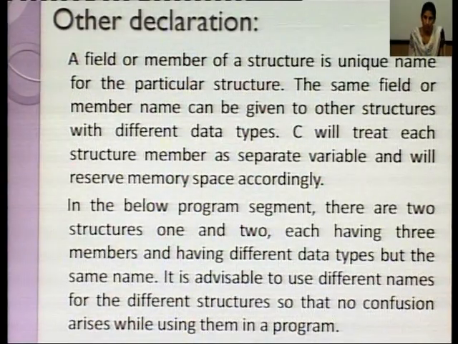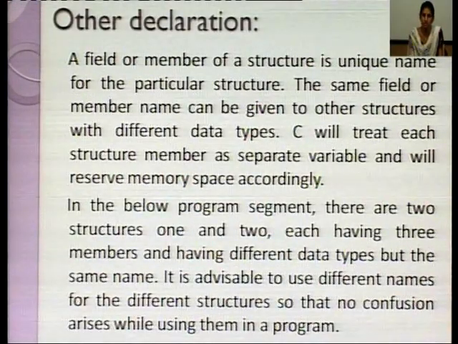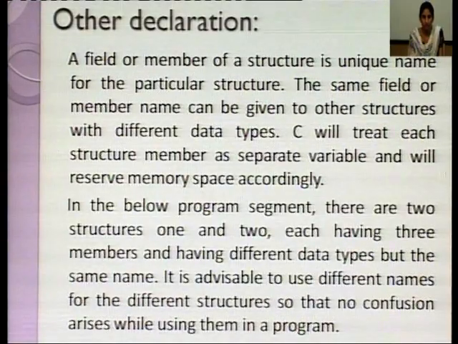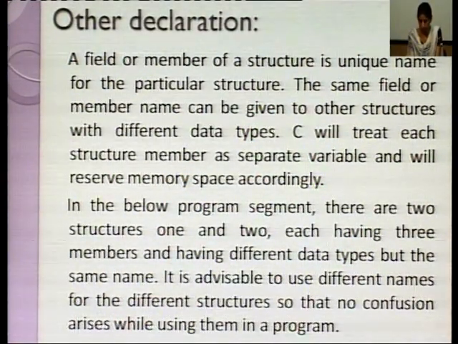In the below program segment there are two structures, 1 and 2. One will be the name of the first structure and 2 will be the name of the second structure, each having 3 members and having different data types but the same name. It is advisable to use different names for the different structures so that no confusion arises while using terms in the program.